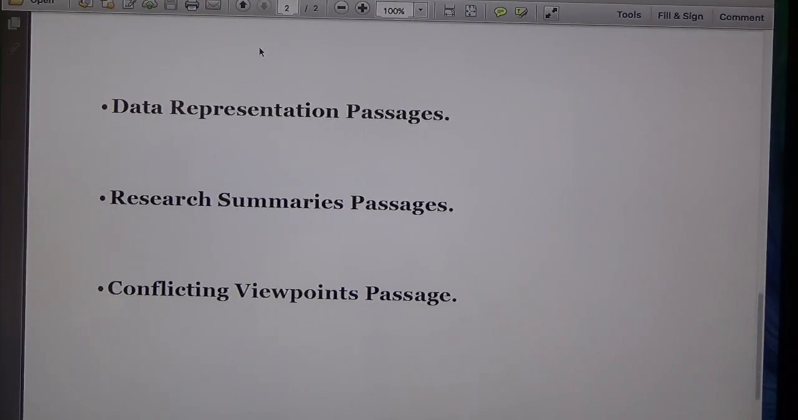your three different groups of questions are going to come in the form of data representation, or research summaries, or conflicting viewpoints. I'm going to show you a little bit of each one of those, some examples of what some of that looks like here.